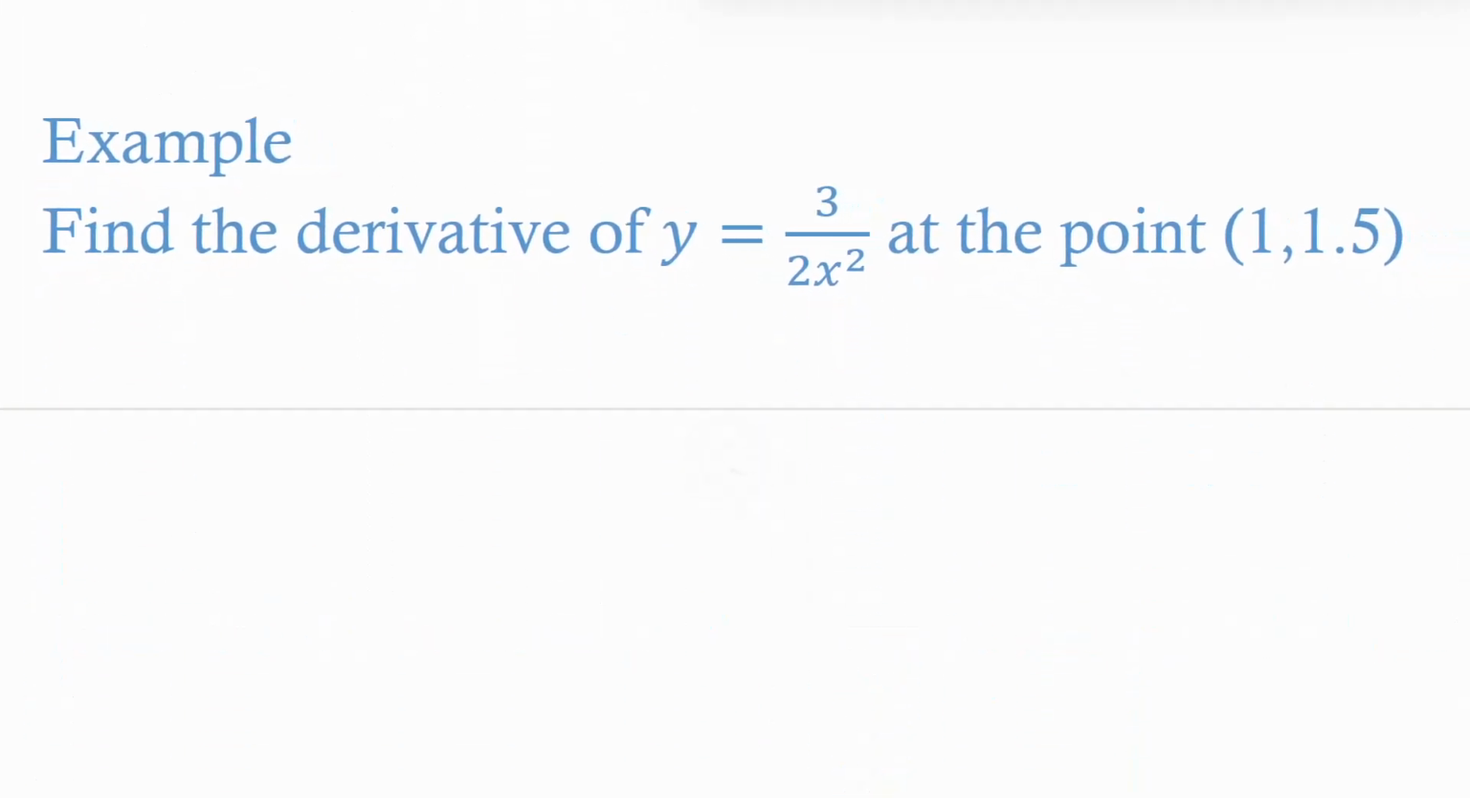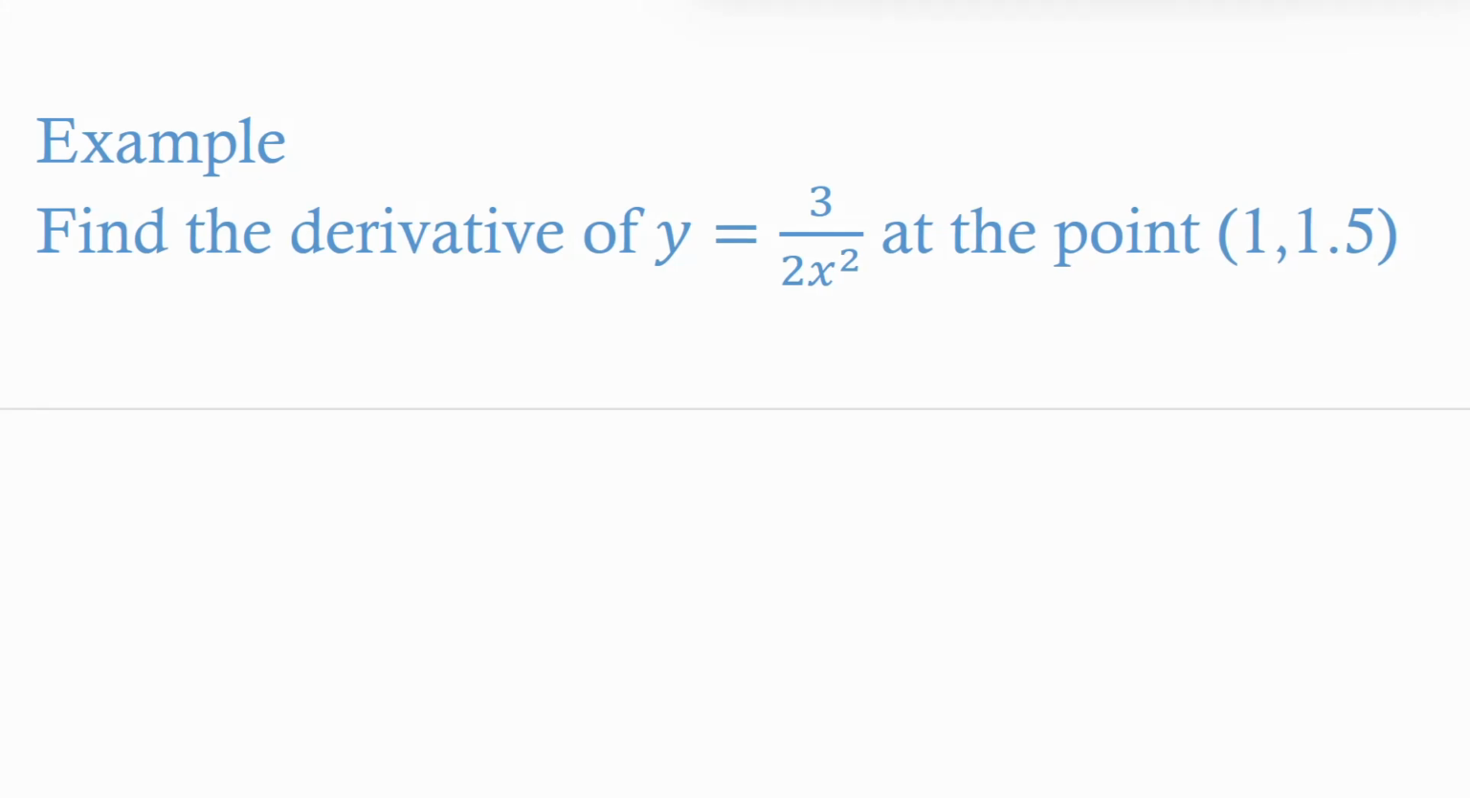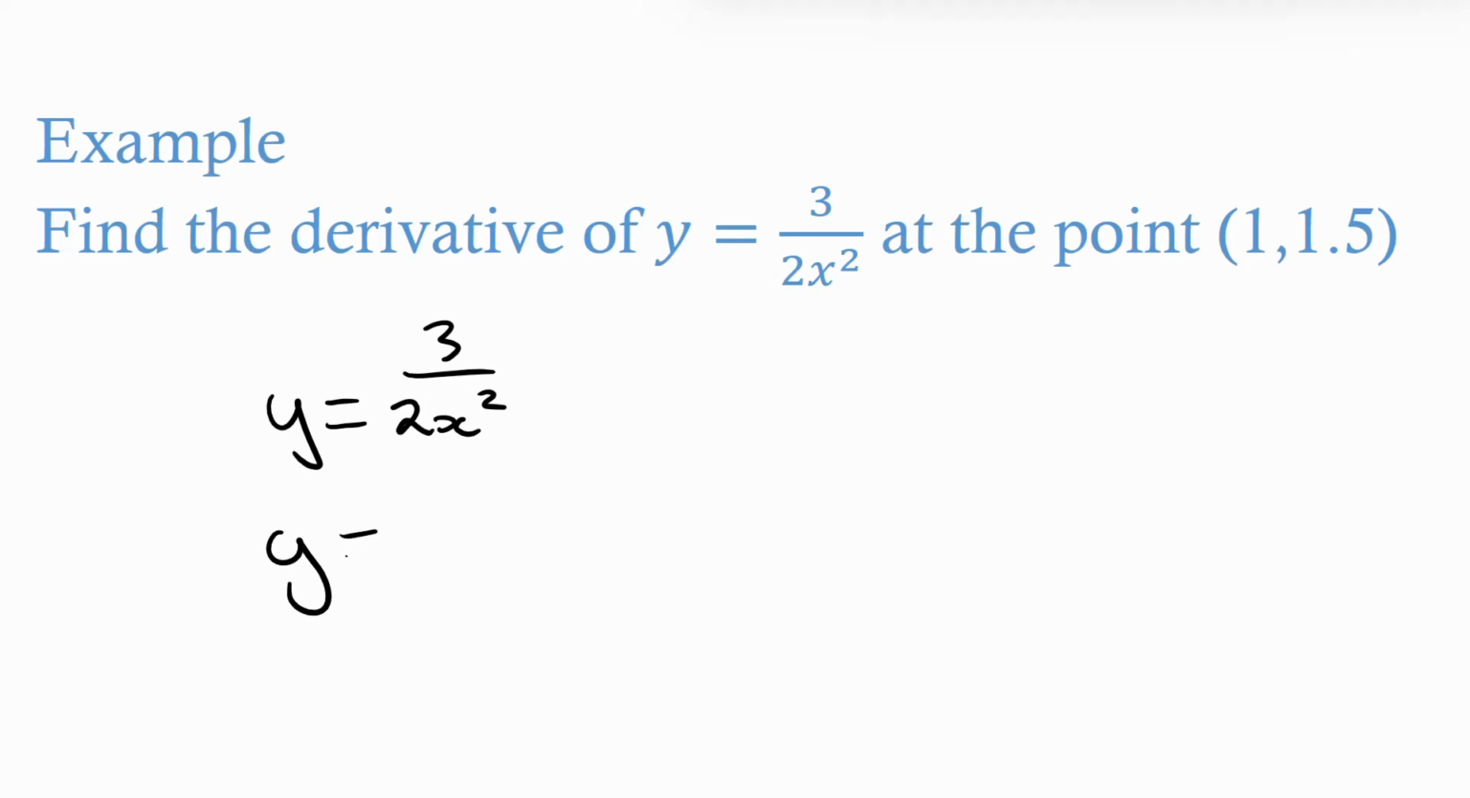So here we have another one. Find the derivative of y equals 3 over 2x squared at the point 1 and 1.5. So we have y equals 3 over 2x to the power of 2. I want to convert that to index form where I don't want a fraction there. I want everything at the top. So I end up with y equals 3 over 2 x to the negative 2. I don't need to bring the 2 up as well. I just need to bring the x up. The x is the only thing that needs to be brought up.